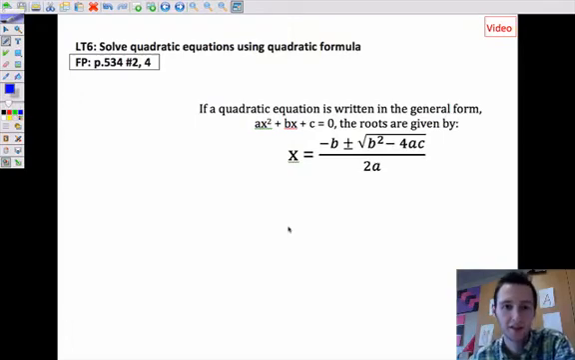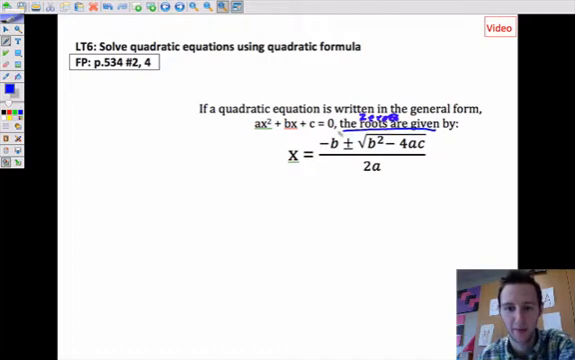Learning target 6, solving a quadratic equation using the quadratic formula. If a quadratic equation is written in this general form, where it's ax squared plus bx plus c equals 0, then you can find the roots or the zeros. We've called them both in class. You can find the roots or zeros by using this formula.